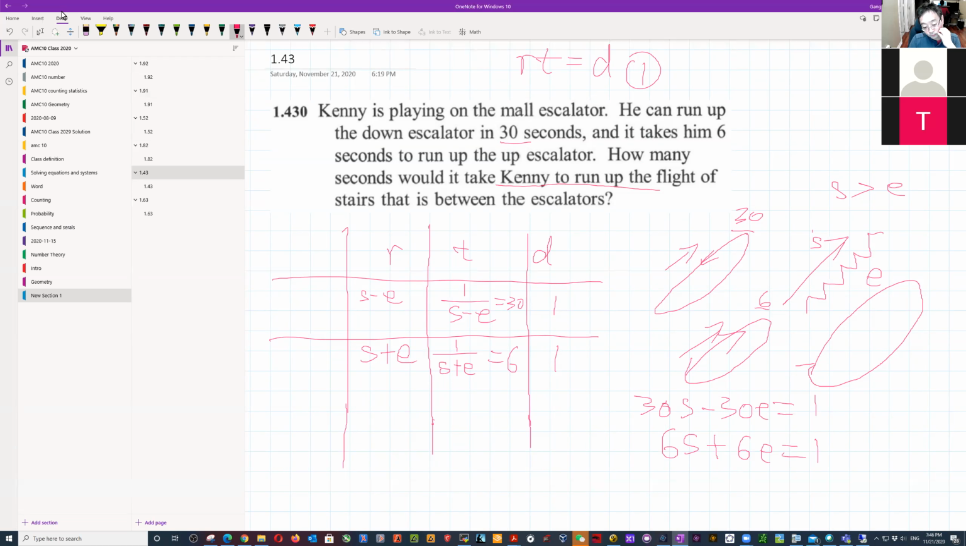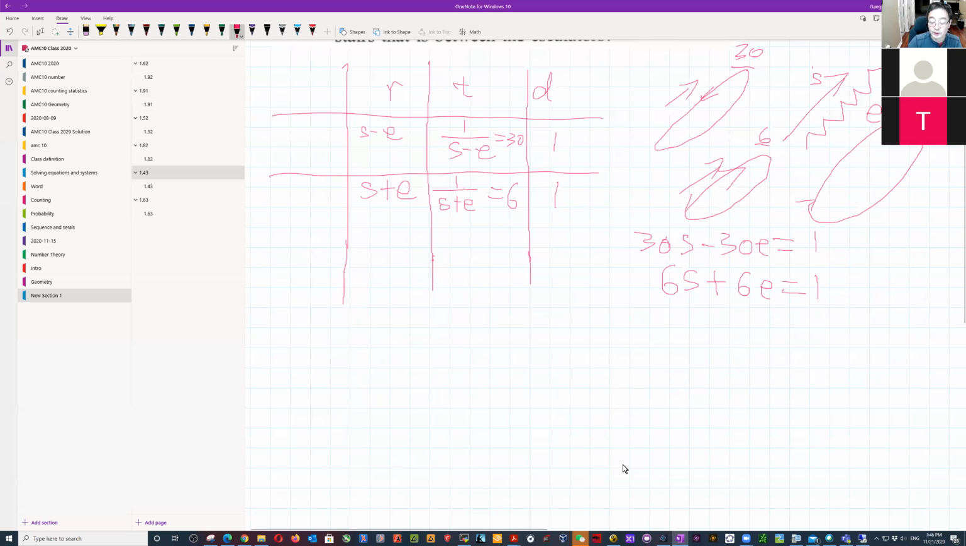So here, basically, we can do the scaling. We can scale this. Usually you label the equation by 1 and 2. So basically it is 2 multiplied by 5. If you scale up by 5, you can do addition and subtraction. You can actually cancel the e. So basically 2 multiplied by 5 equals 30s plus 30e equal to 5.